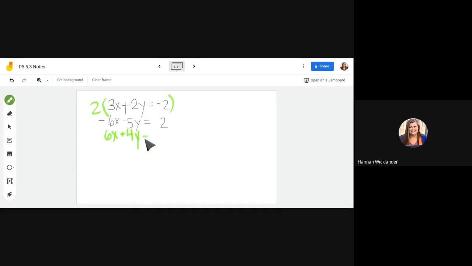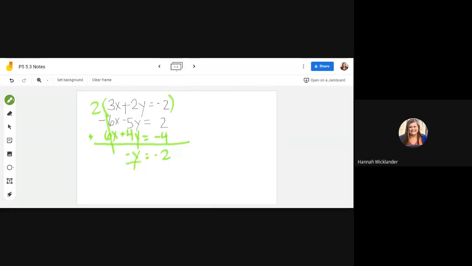And 2 times negative 2 gives me negative 4. So now I can add the two equations together and eliminate the variable x. Then I have negative 5 plus 4, which gives me negative y, and 2 minus 4 gives me negative 2. Remember, we always want our x and y to be positive.